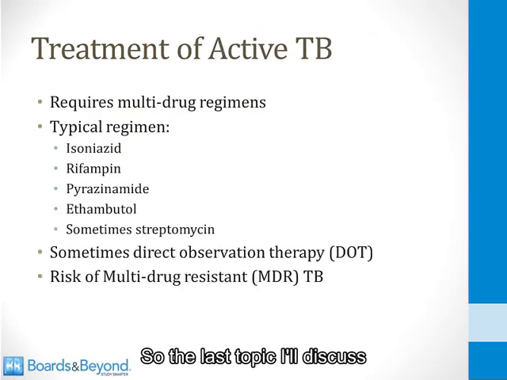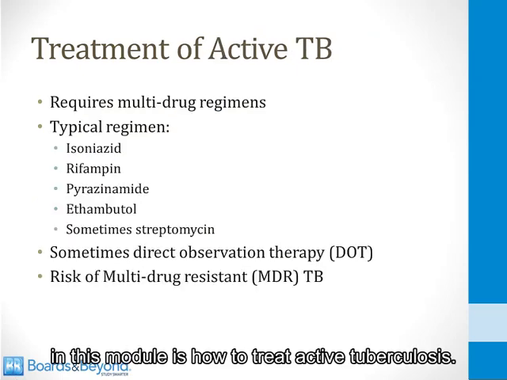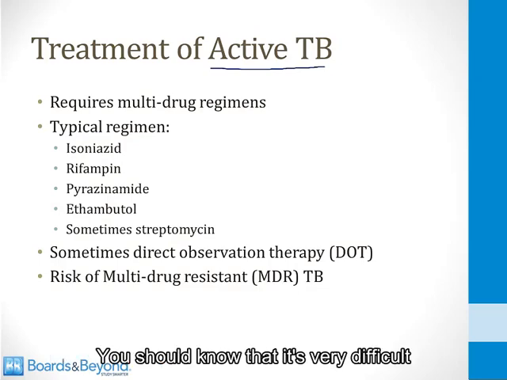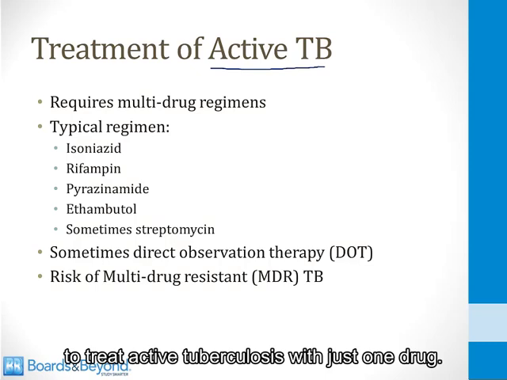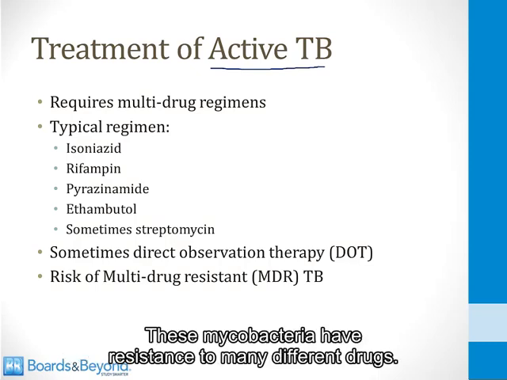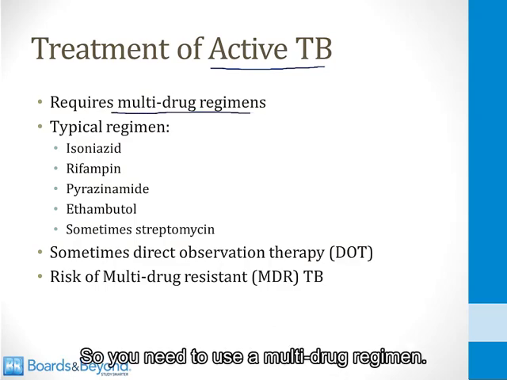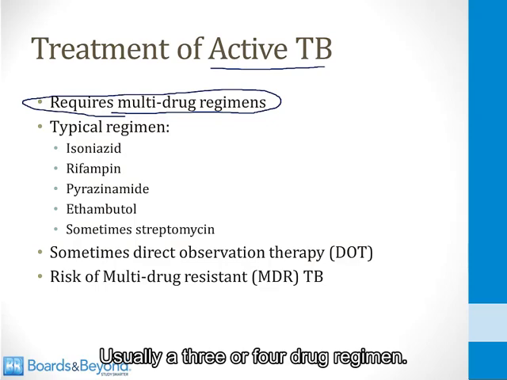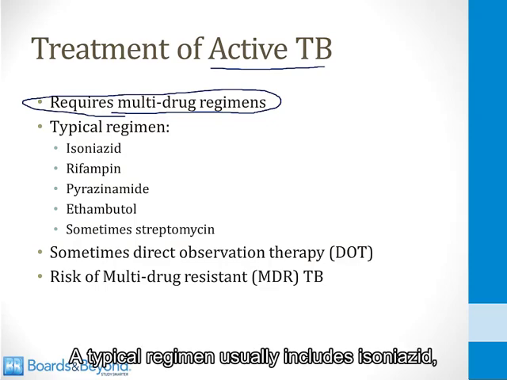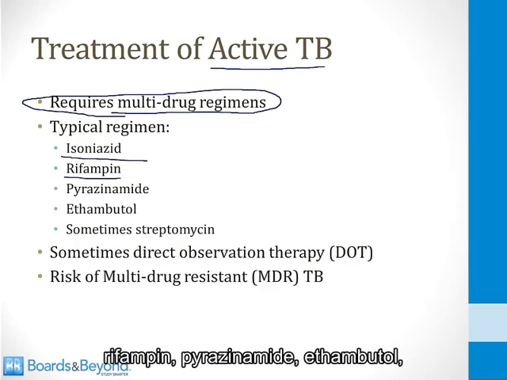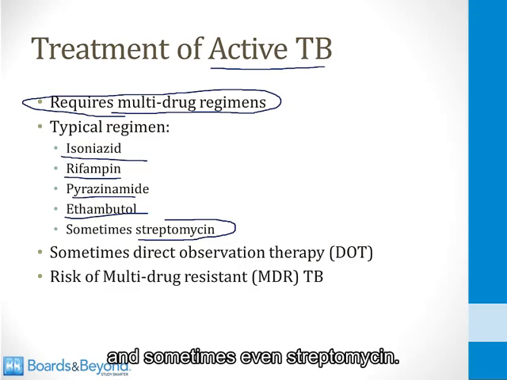So the last topic I'll discuss in this module is how to treat active tuberculosis. And you should know that it's very difficult to treat active tuberculosis with just one drug. These mycobacteria have resistance to many different drugs, so you need to use a multi-drug regimen, usually a 3 or 4 drug regimen. A typical regimen usually includes isoniazid, rifampin, pyrazinamide, ethambutol, and sometimes even streptomycin.